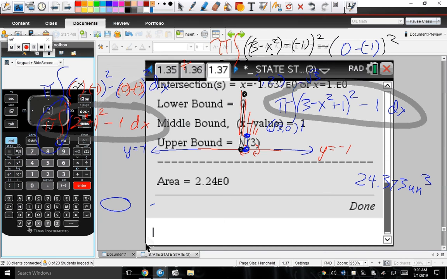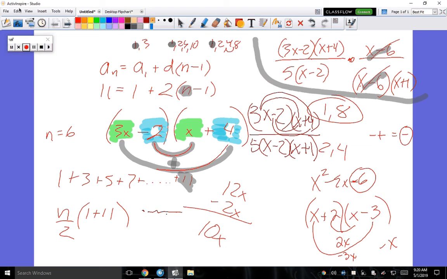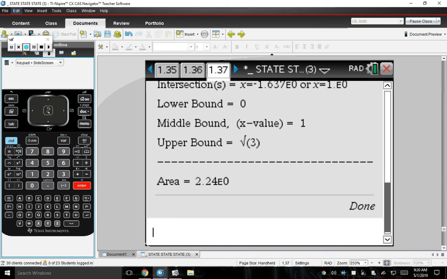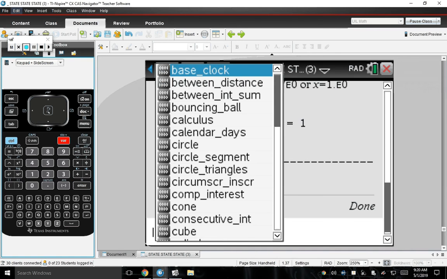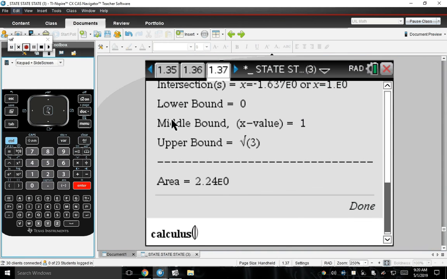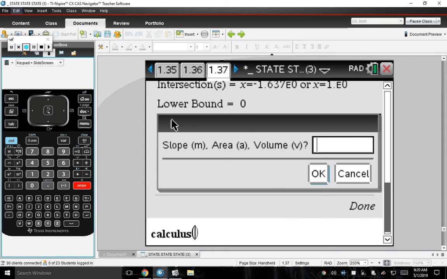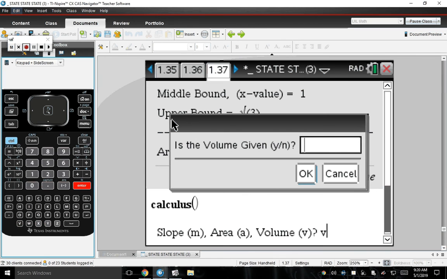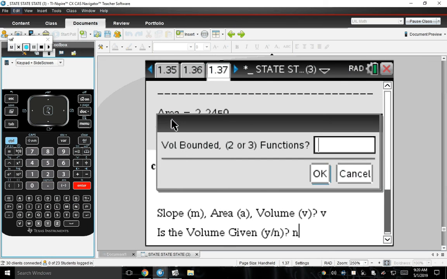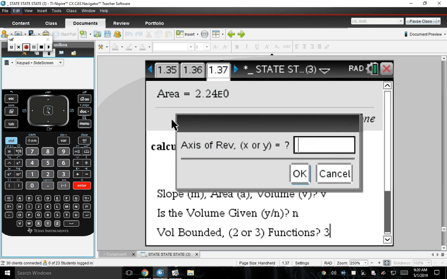Alright, so let's go back over here. And here we go. We'll go to calculus. We'll press it until the screen pops up. And what do I press in? Volume. So put V. Notice the letters that I put there. If you put capital V, it won't work. It's case sensitive. Is volume given? No. 2 or 3? 3. What's the axis of revolution? X or Y equals something? Y. Okay, so, but be careful. You're just going to put Y, okay?